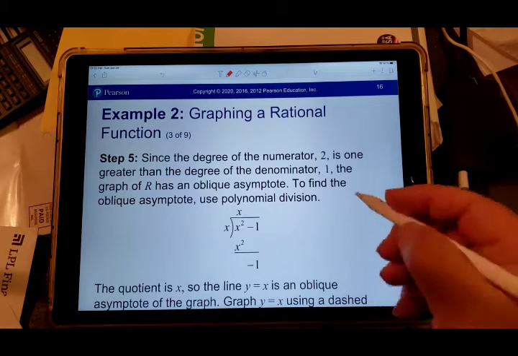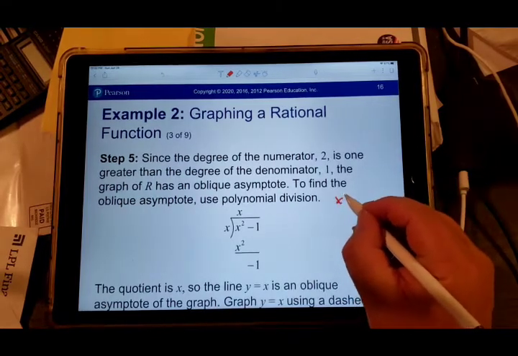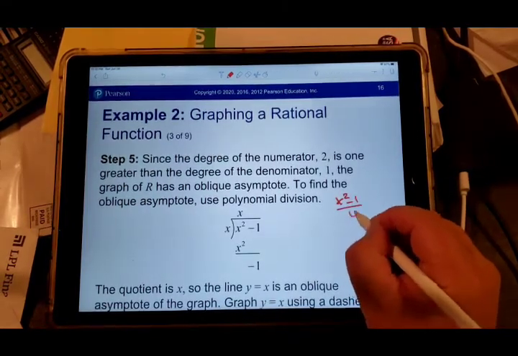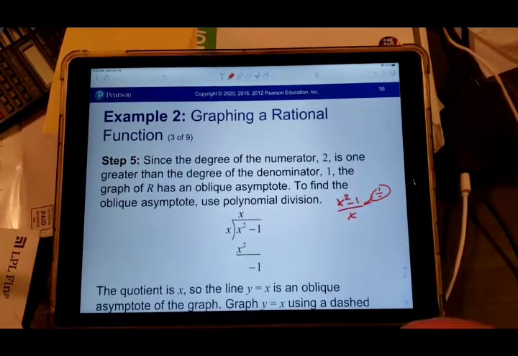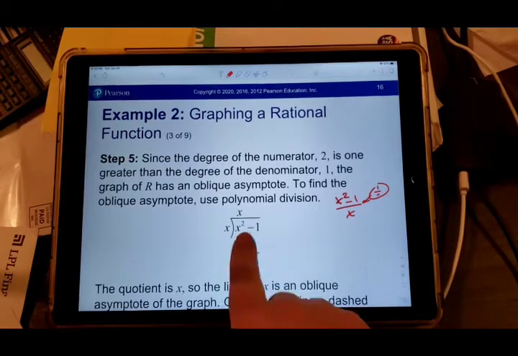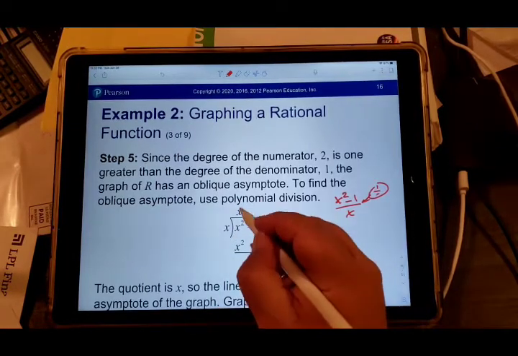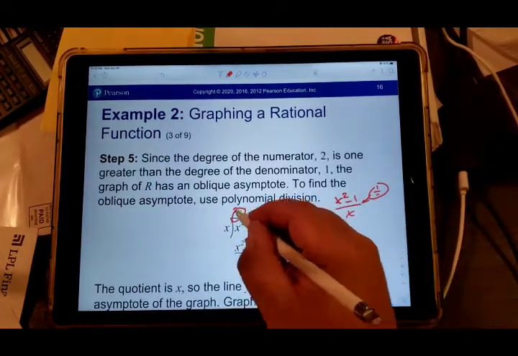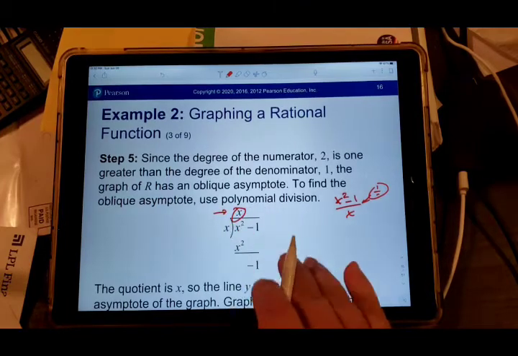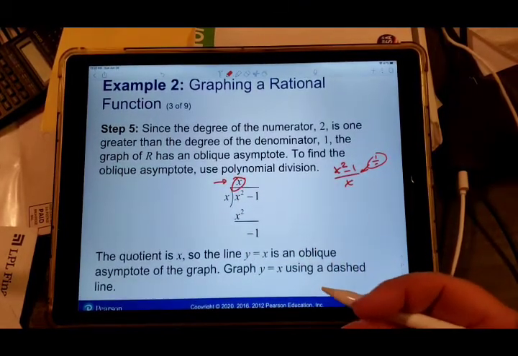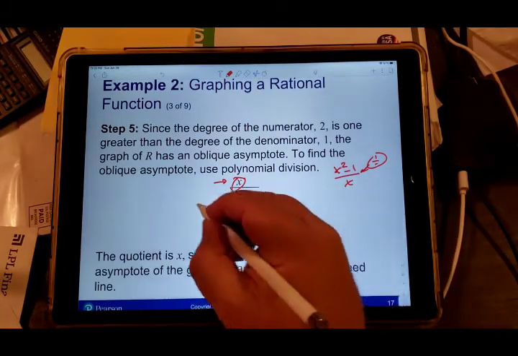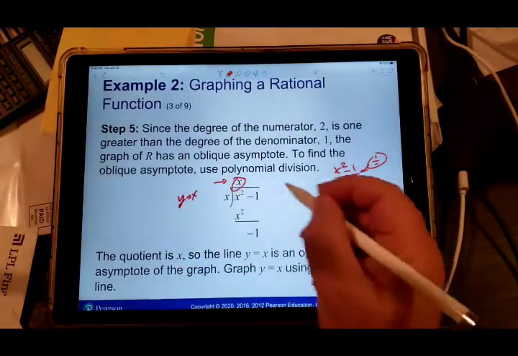And I think in another video I called this the most obvious thing in the world. When you have a division sign, it's not that unusual that you divide. And that's what they did. They went ahead and divided and got a quotient of y equals x. This is the graph of the oblique asymptote. This is going to be y equals x.